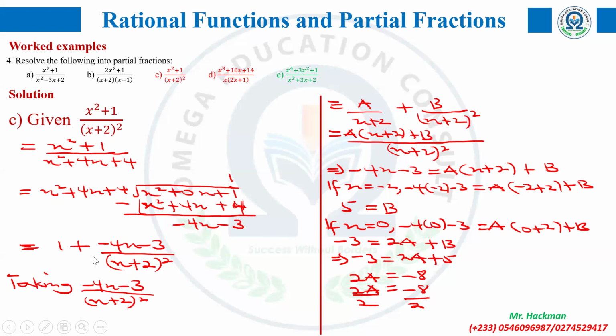At this point, you take this and write the identity of this. And this one has a repeated factor.